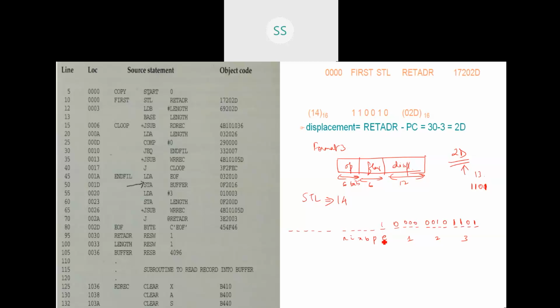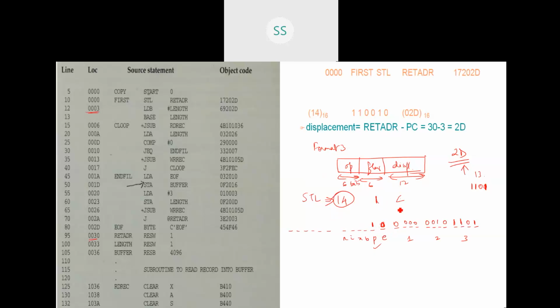E is the format bit, and as I'm using format 3, it is going to have the value 0. I'm using program counter relative, so I'll give P as 1. Okay, so that is there. I'll stop there. And then I've got the opcode as 14.